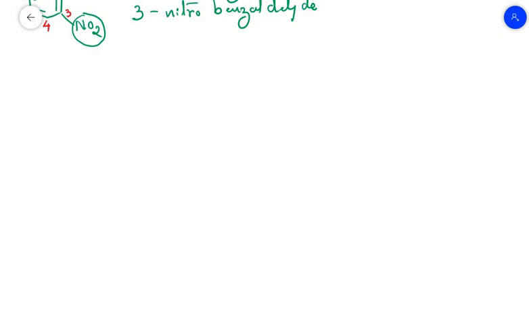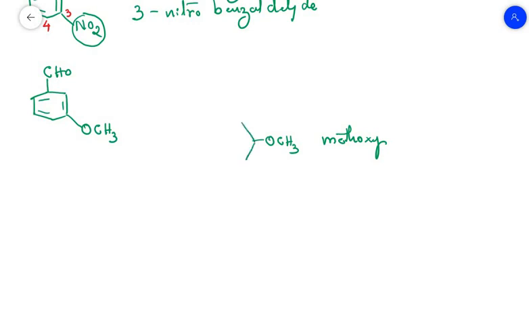Next example. CHO, and here I will write OCH3. In fact, we have to remember that this OCH3 is called the methoxy group, and if this methoxy group is present directly on benzene, then this compound is called anisole, A-N-I-S-O-L-E, anisole, or simply called methoxybenzene.